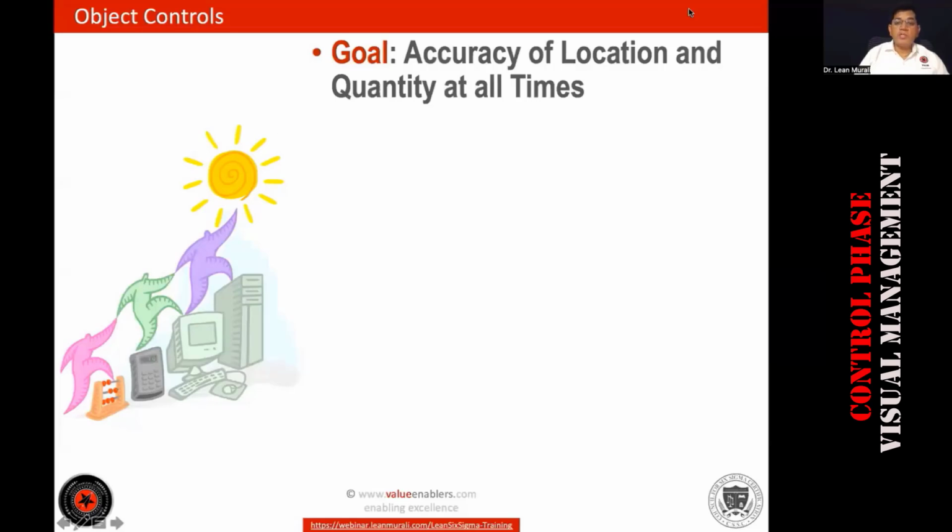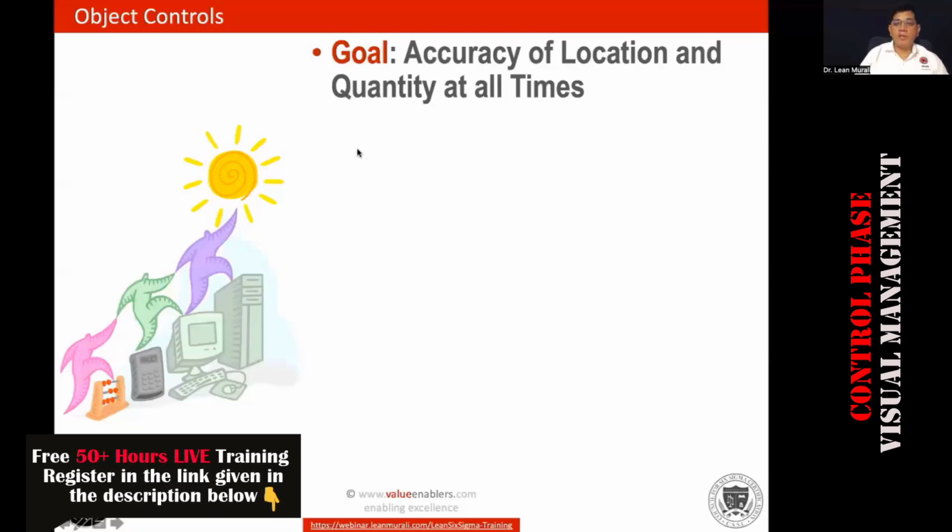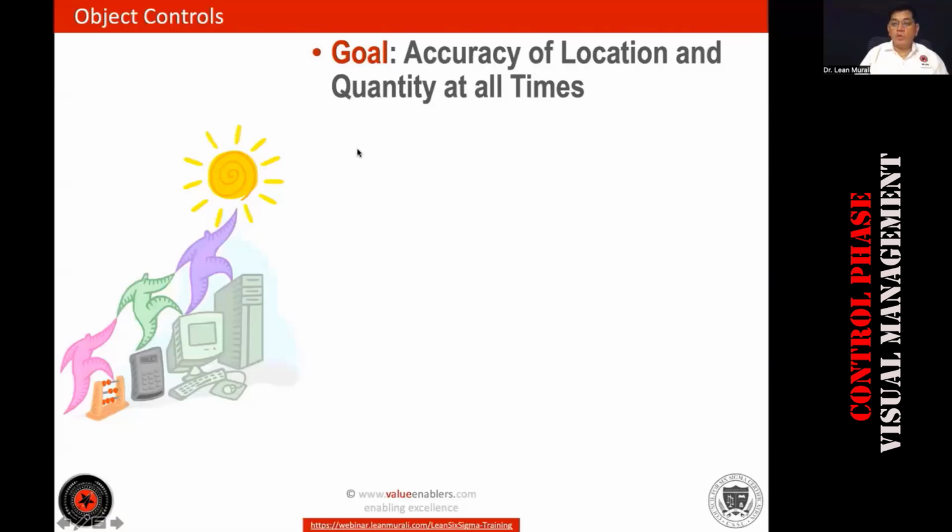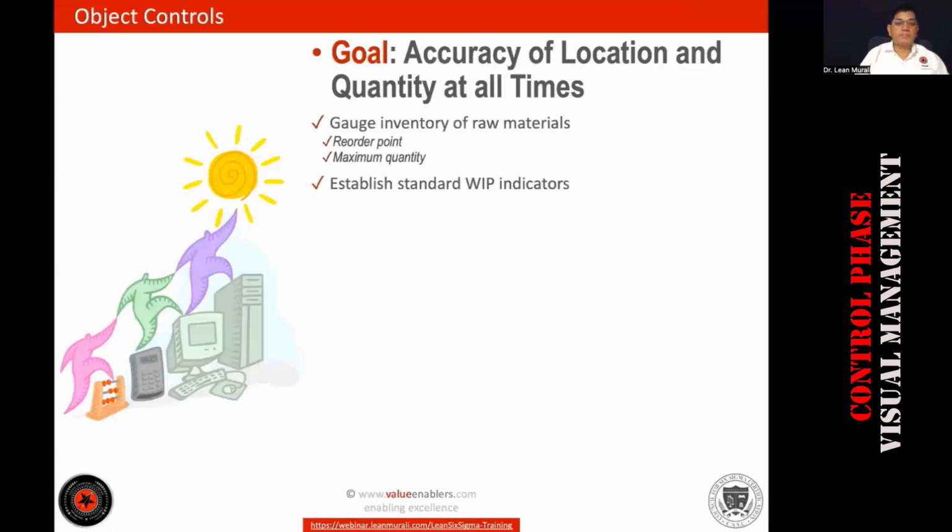So object control is nothing but accuracy of locations and quantity at all times. How do you make sure that you have the right quantity? If anybody wants to know how many items there are and where they are lying, how much quantity is lying, then they should be able to know immediately.